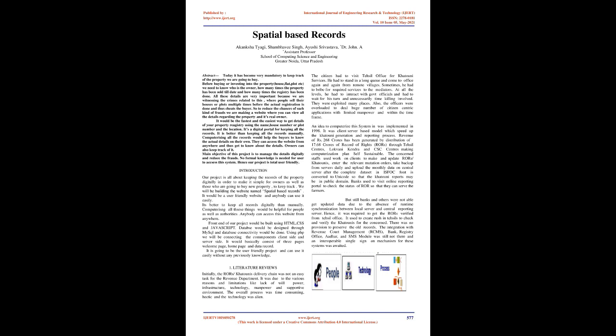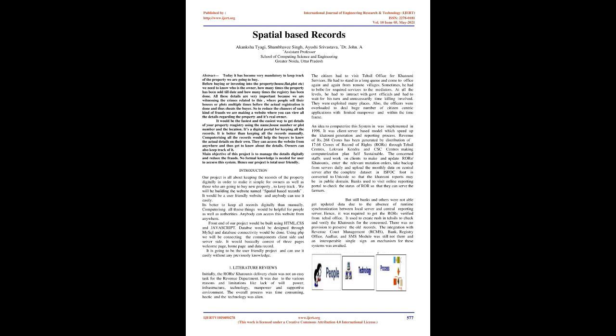1. Literature review. Initially, the RORS/Cataunis delivery chain was not an easy task for the revenue department. It was due to various reasons and limitations like lack of willpower, infrastructure, technology, manpower and supportive environment. The overall process was time-consuming, hectic, and the technology was alien. The citizen had to visit the Tehsil office for Cataunis services. He had to stand in a long queue and come to the office again and again from remote villages.